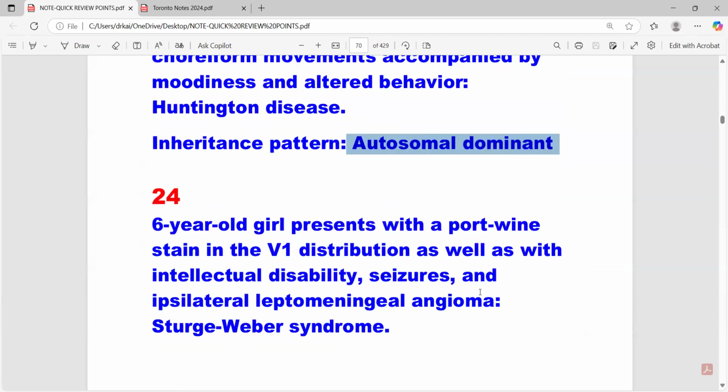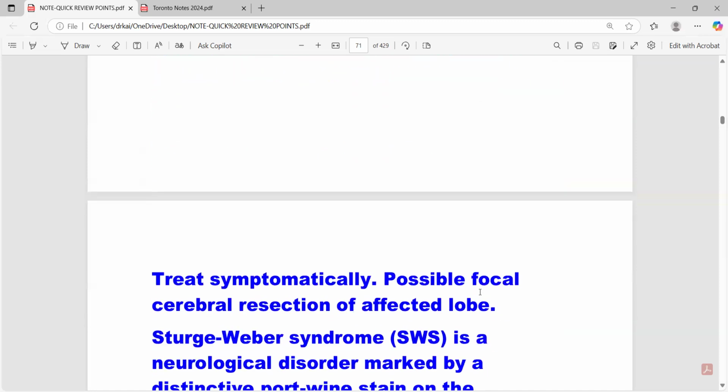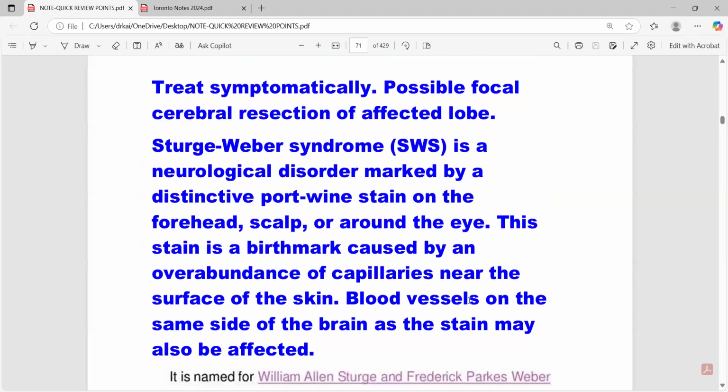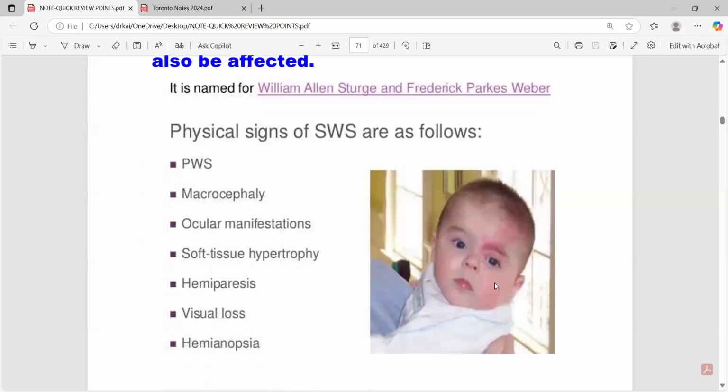A 6-year-old girl presents with a port wine stain in the V1 distribution, as well as intellectual disability and seizures, ipsilateral. So it's Sturge-Weber syndrome. Why? Because from the dermatology point of view, they can give you a picture and ask you all of this. What is the diagnosis? Usually just the diagnosis. Then you can read the treatment if you feel like it. So that's how it looks.